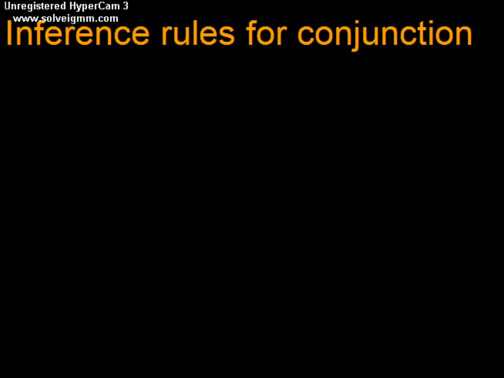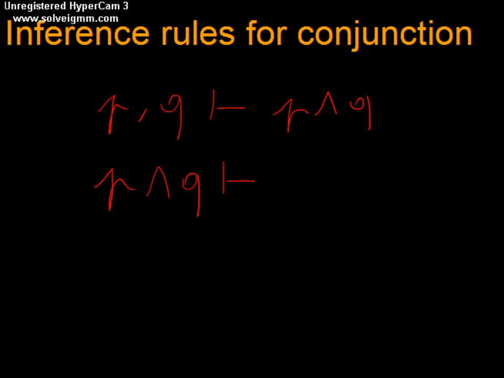And now we'll give some inference rules for conjunction. Conjunction means and. The first inference rule says that if both P and Q are true, then we can infer P and Q. The second inference rule allows us to eliminate a conjunction. And it says that if P and Q is true, then we can always infer P. And of course, we can always infer Q. These rules are very straightforward, and they exactly decode what AND is supposed to mean.